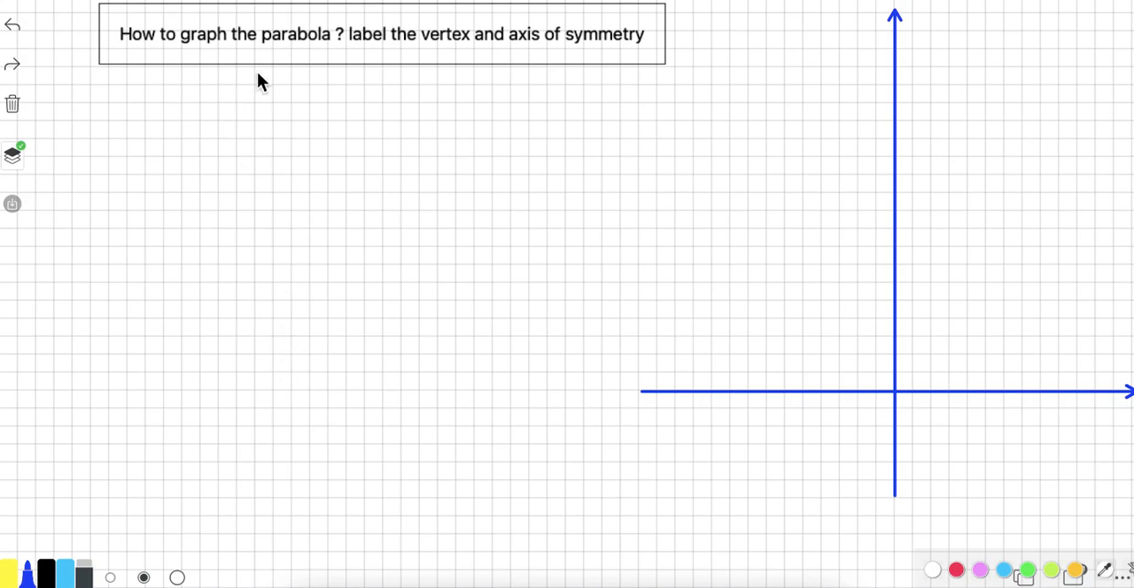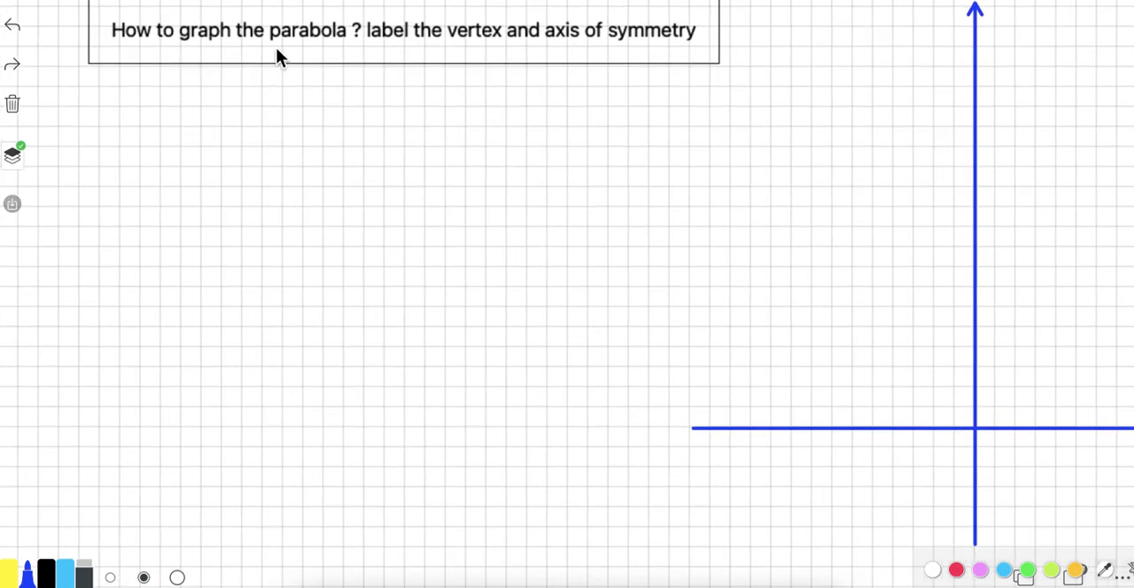In this video, we're going to learn how to graph the parabola here and label the vertex and the axis of symmetry here. Now remember, in this video, we're going to learn how to graph the equation of the parabola if it looks like a vertex form.